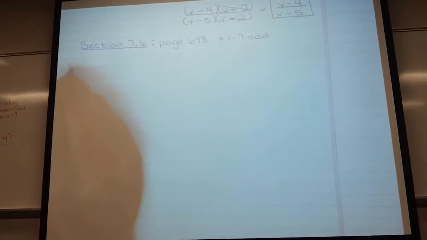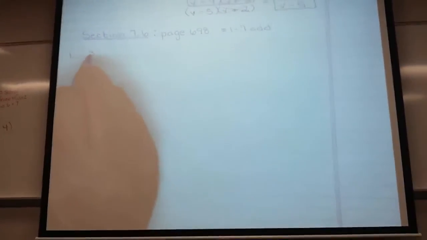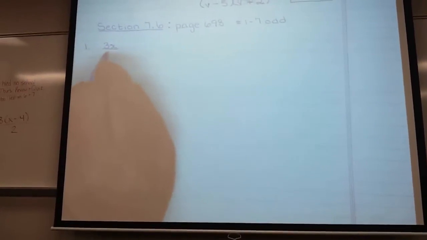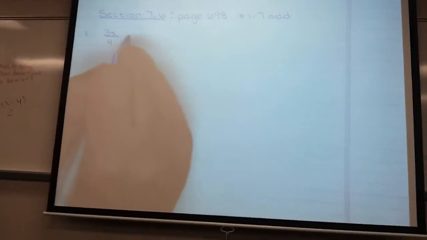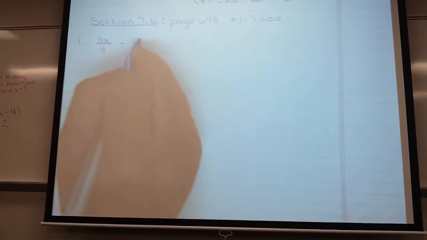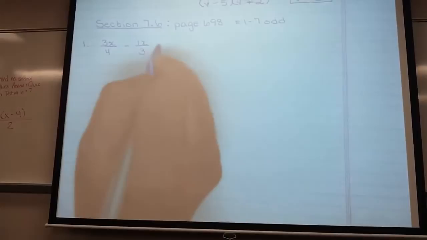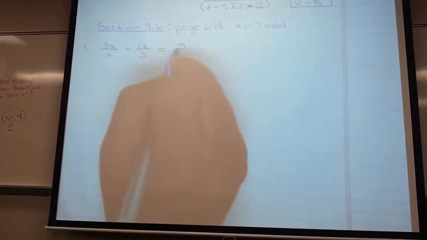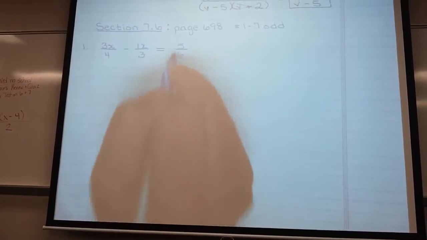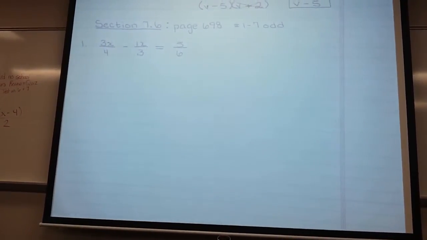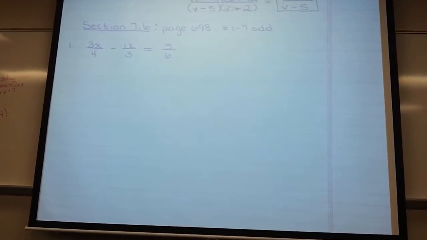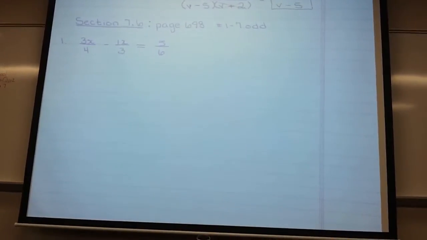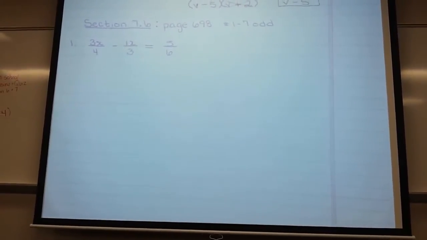All right. You're going to be excited when you see this. 3x over 4 minus 1x over 3 equals 5 over 6. I told you when we were doing the equation chapter, eventually we're going to solve equations with fractions in them, and here it is. But I have a nice little way of doing it.